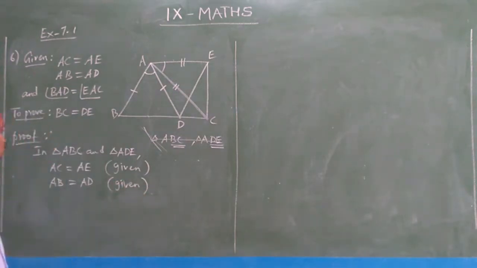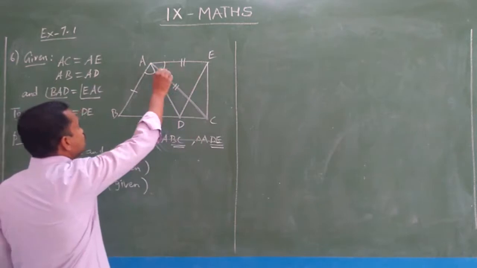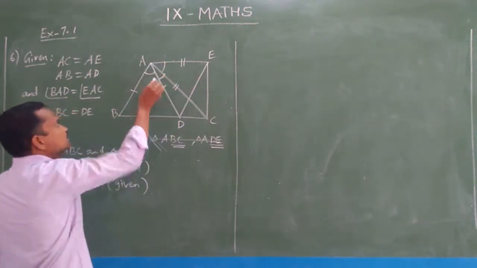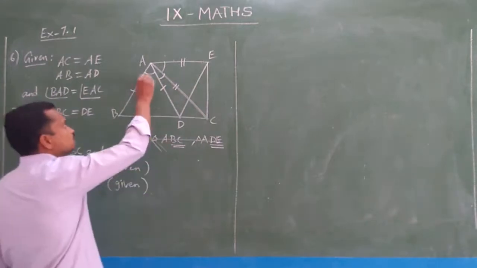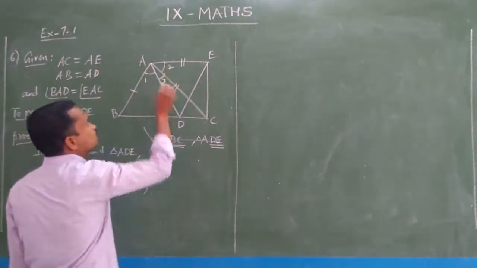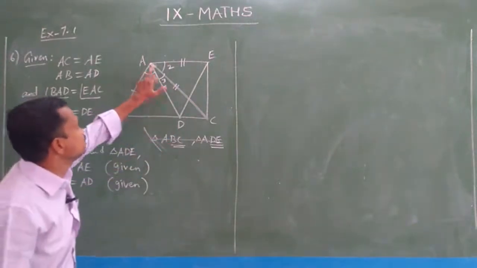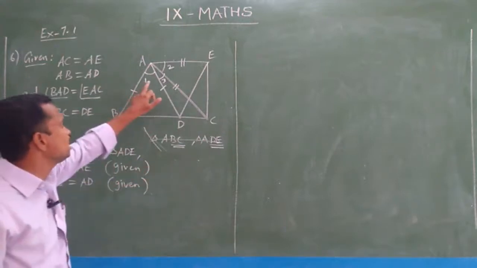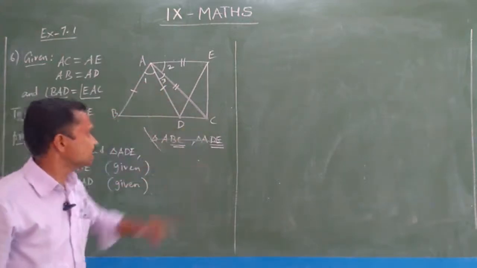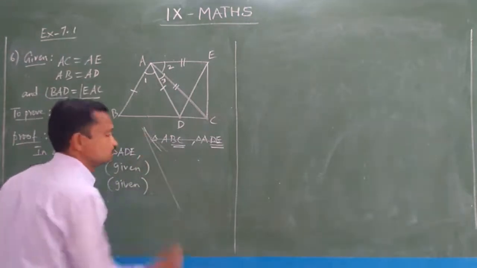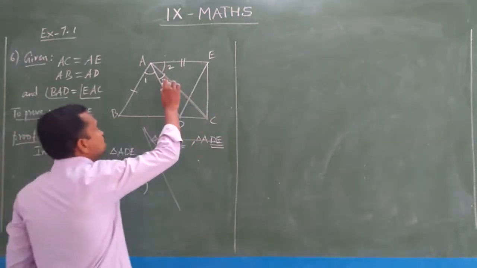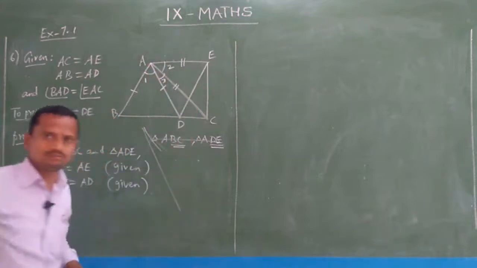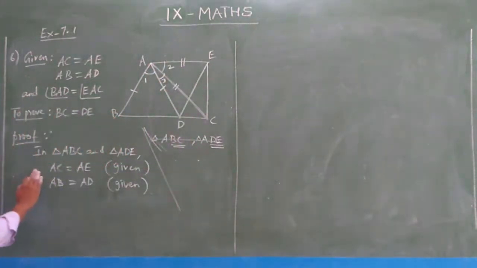But one more thing. For your understanding, this is angle 1, this is angle 2 and this is angle 3. I am naming the angle DAC as 3. So if you add 1 and 3, you will get angle BAC. And when we add 2 and 3, then we get angle DAE. So no problem, these two sides are okay.